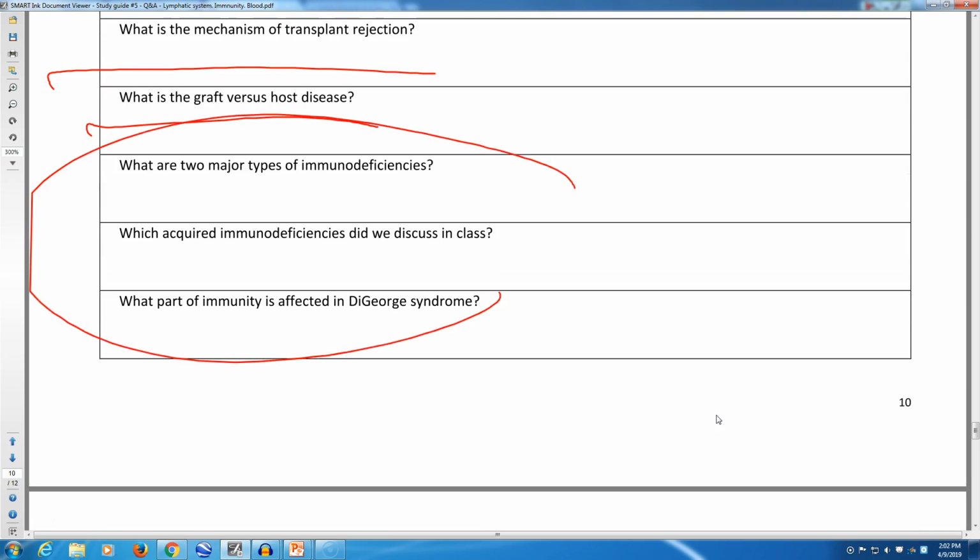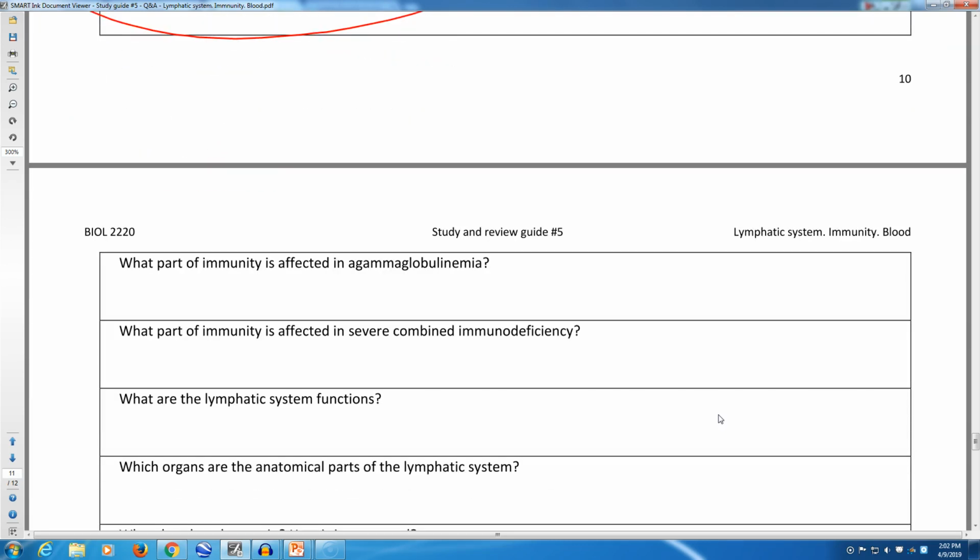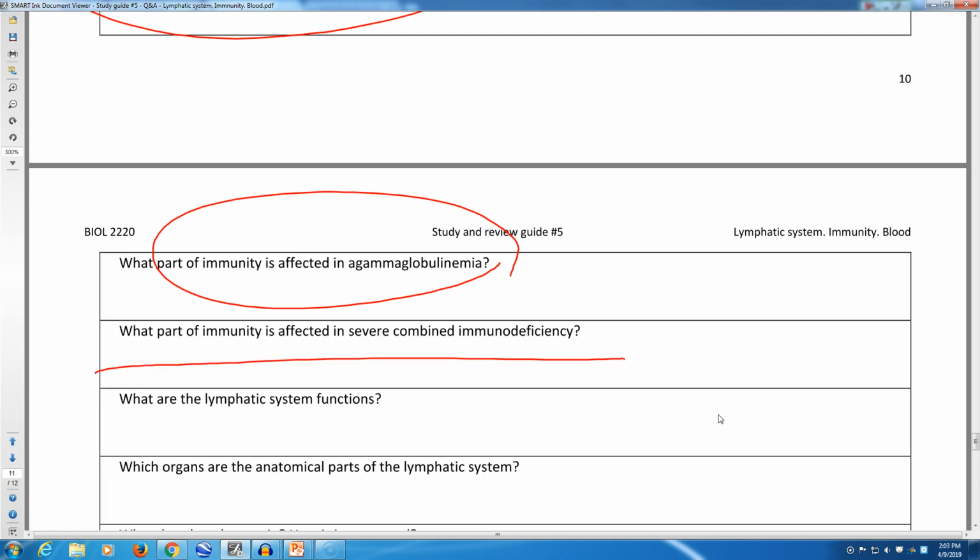Immunodeficiencies. Be able to distinguish congenital and acquired, and know in terms of congenital that in DiGeorge syndrome, cellular immunity is affected. In agammaglobulinemia, humoral immunity is affected. In SCID, both branches of adaptive immunity are affected.